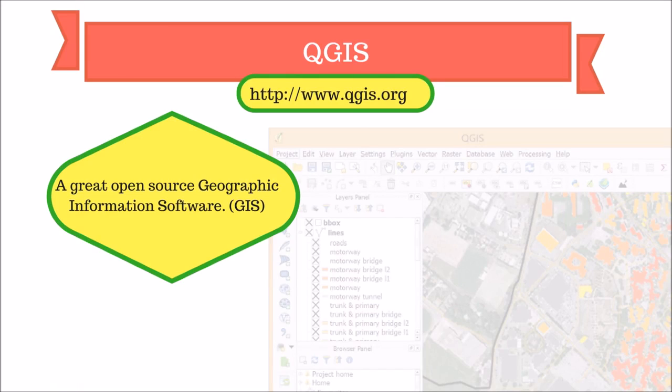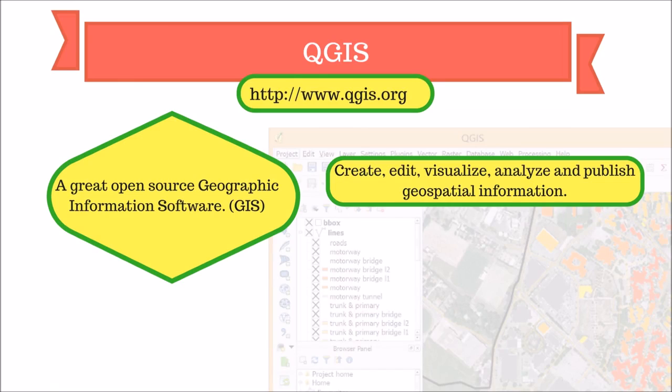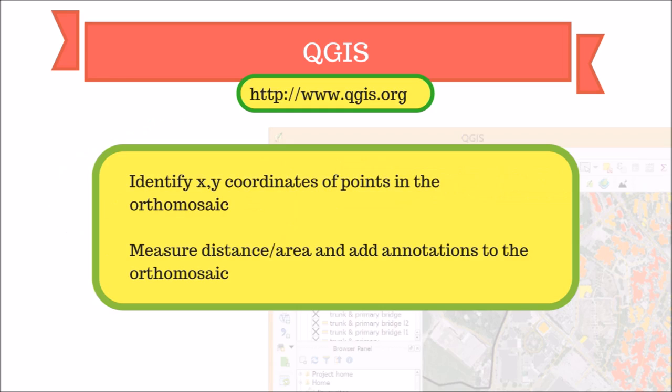QGIS is a great open source geographic information software which you can use to create, edit, visualize, analyze, and publish geospatial information. Now there are many useful things you can do in QGIS with the exports that you get from the image processing software. Identify X and Y coordinates of points in the orthomosaic. Measure distance and area and add annotations to the orthomosaic.